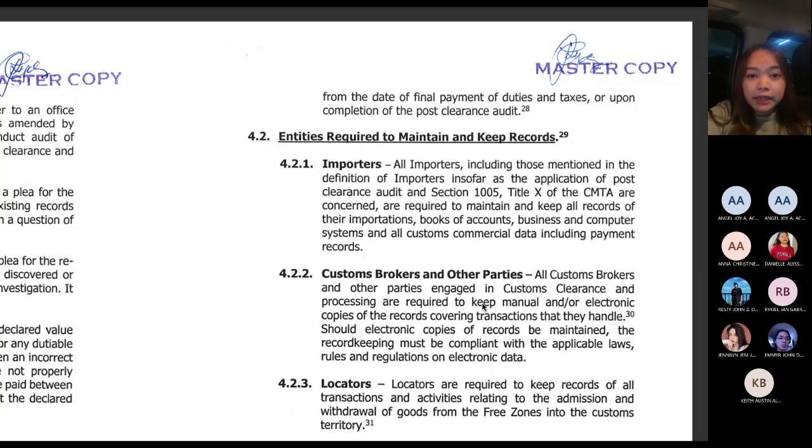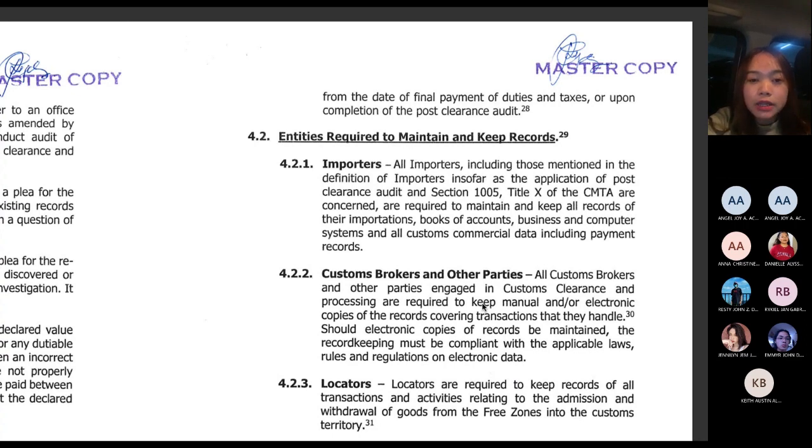4.2 Entities required to maintain and keep records. 4.2.1 Importers. All importers, including those mentioned in the definition of importers, insofar as the application of post-clearance audit in Section 1005, Title 10 of the CMTA are concerned, are required to maintain and keep all records of their importations, book of accounts, business and computer systems, and all customs commercial data, including payment records.